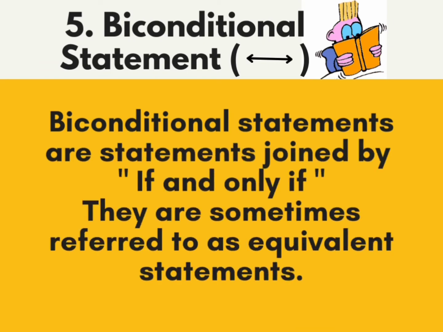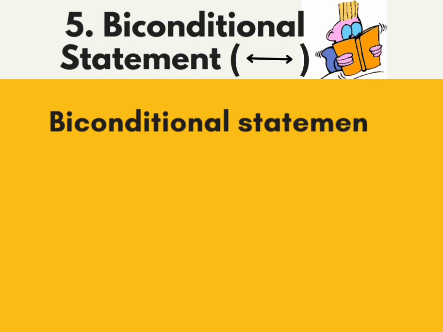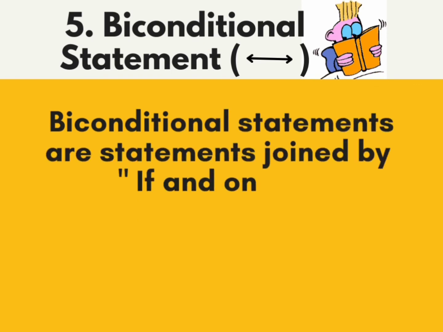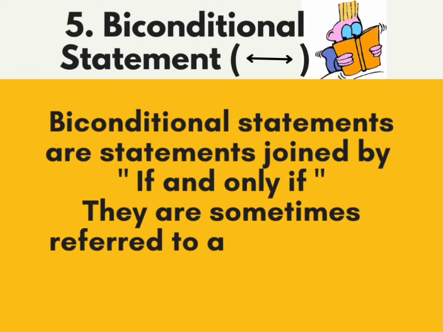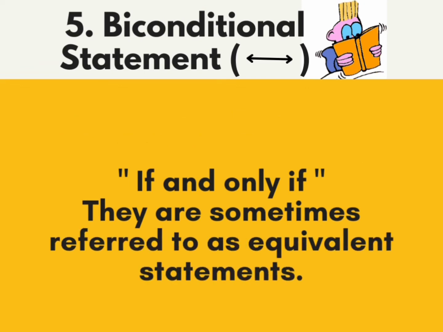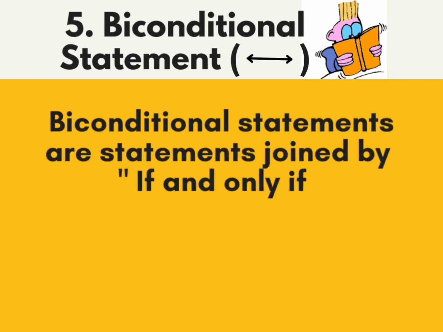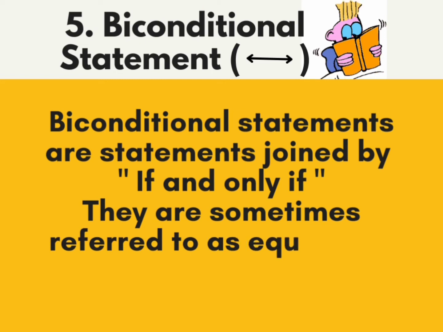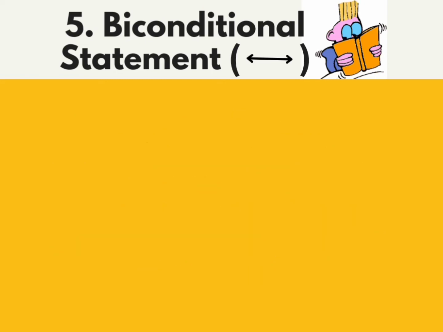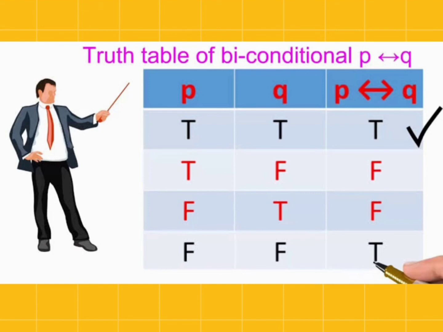So let's take the biconditional statements. The biconditional statements are statements joined by the words if and only if. They are sometimes referred to as equivalent statements. The symbol you use to represent them is the double arrow symbol. Let's take a look at the truth table involving biconditional statements. You can see that the only time a biconditional statement is true is when both statements are either true or when they are false. Otherwise, you will always get a false outcome.